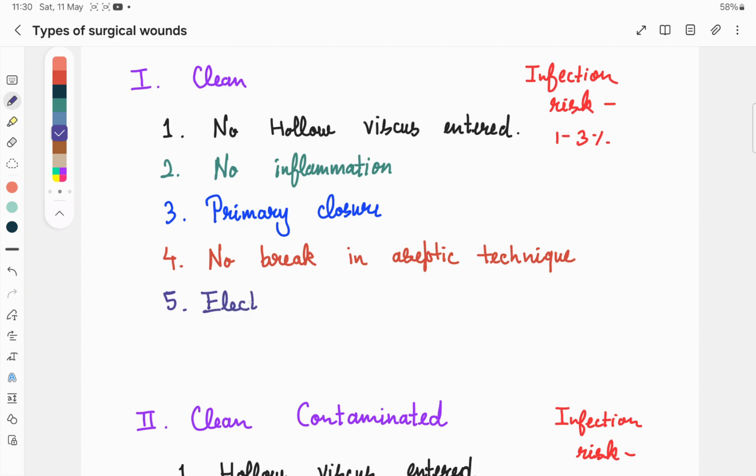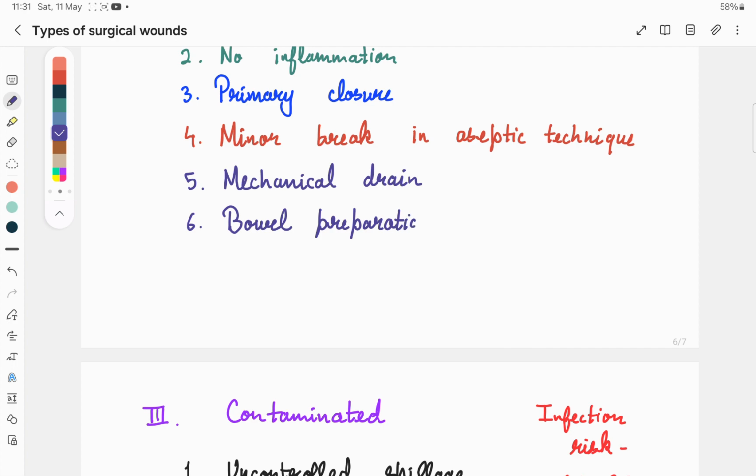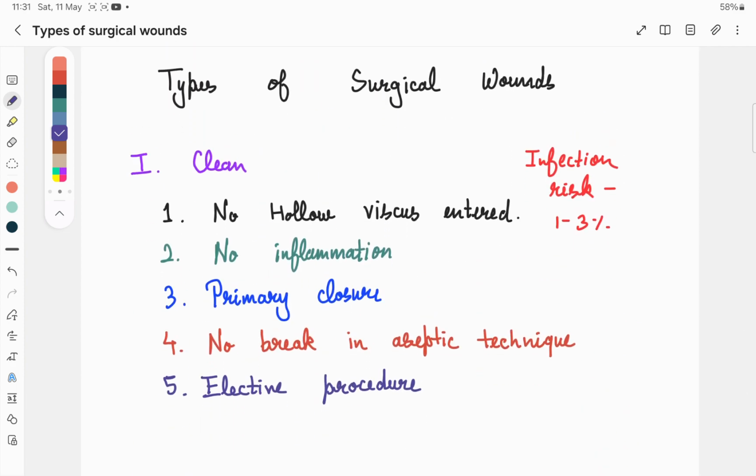Now extras. So the 5th point in clean would be elective procedure. Elective procedure is clean. And the 5th point in clean contaminated is mechanical drain present, and bowel preparation pre-operatively. So this is the complete types of surgical wound.